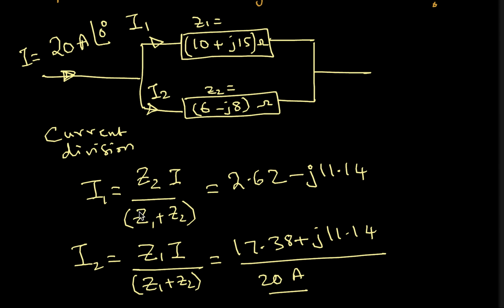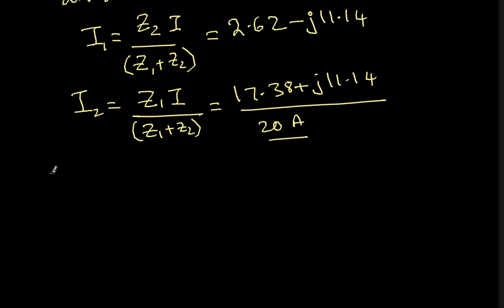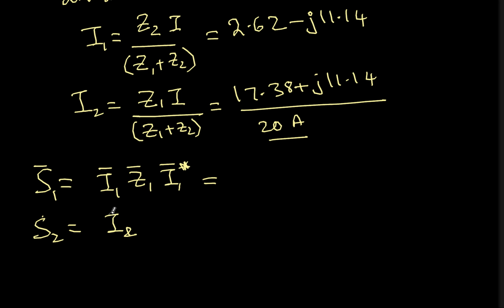Now once I know I1, I2, what is the complex power of the first branch and the second branch? Complex power flowing in an impedance is nothing but I1 into Z1 into I1 conjugate. So basically it is I square R, but it should be written like this because the angle of I is not important, it will cancel each other, and then the angle of the impedance will be applied to the complex power. So these are all complex numbers. Similarly, S2 will be I2, Z2 and then I2 conjugate. So these are complex powers.